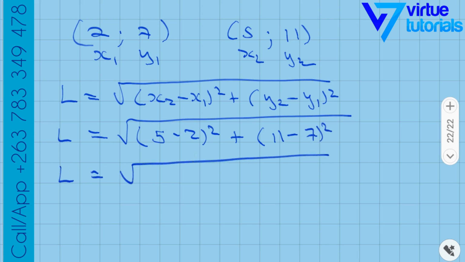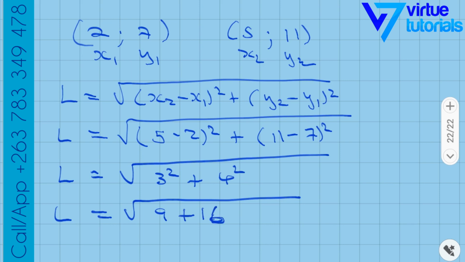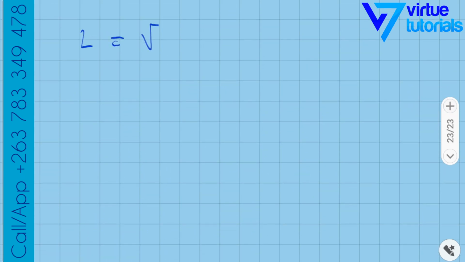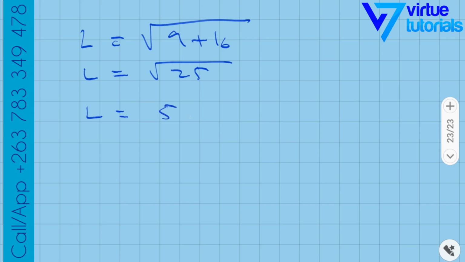So 5 minus 2 is 3, so that gives you 3 squared, plus 11 minus 7 is 4, so that gives you 4 squared. So L is equal to 3 squared, 3 times 3, 9, 4 squared, 4 times 4, 16. So L is equal to square root of 9 plus 16. 9 plus 16 is 25, so L is equal to square root of 25. L is equal to 5 units. Okay, these are not centimeters. These are simply units. So that's how you find the length of a line.